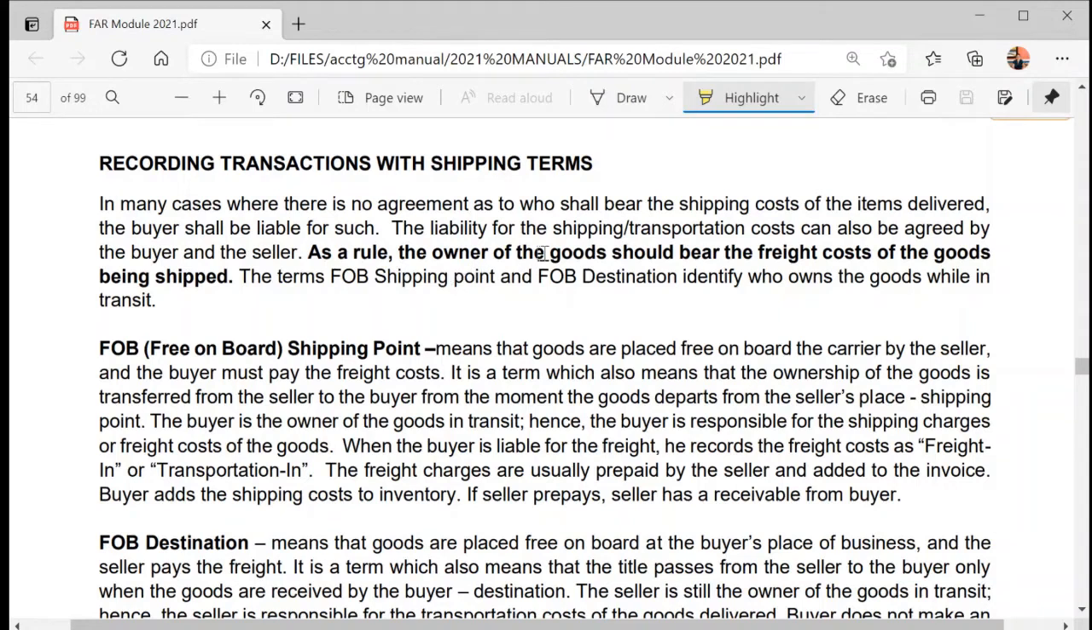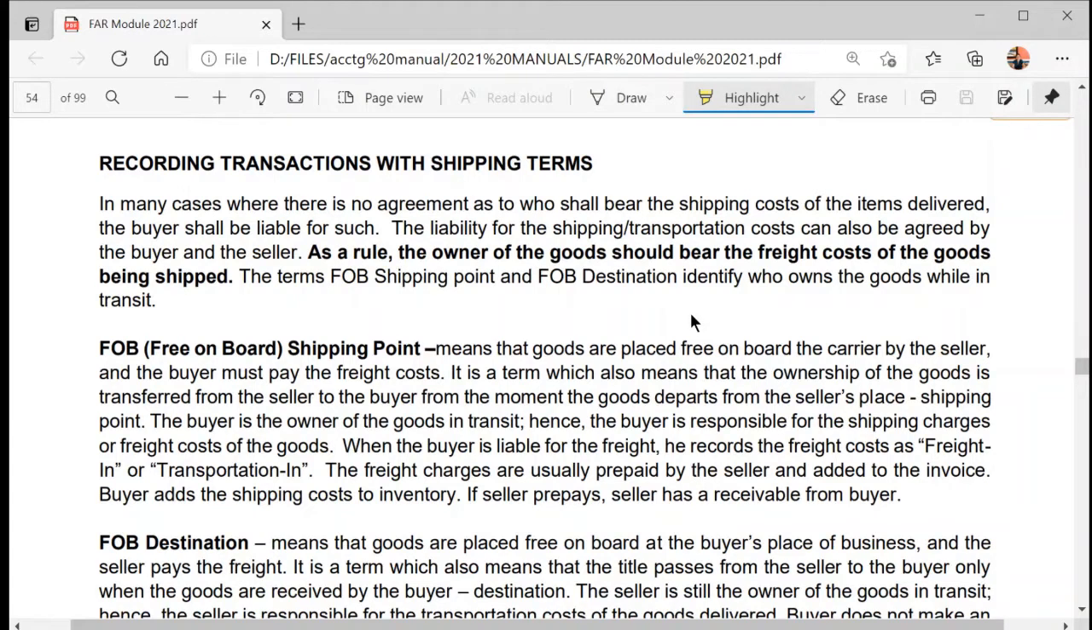So the liability for shipping or transportation costs can also be agreed by the buyer and the seller. There are also times when the seller would offer free shipping, right? Or free delivery. So, that can also be done. So, as a rule, the owner of the goods should bear the freight costs of the goods being shipped.